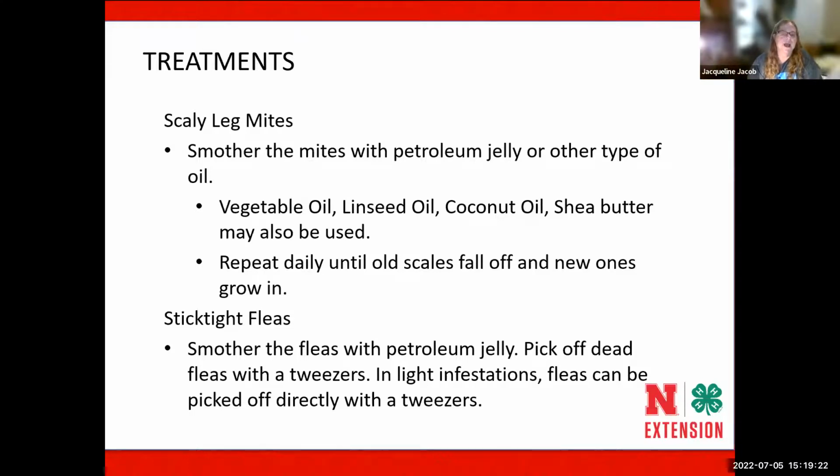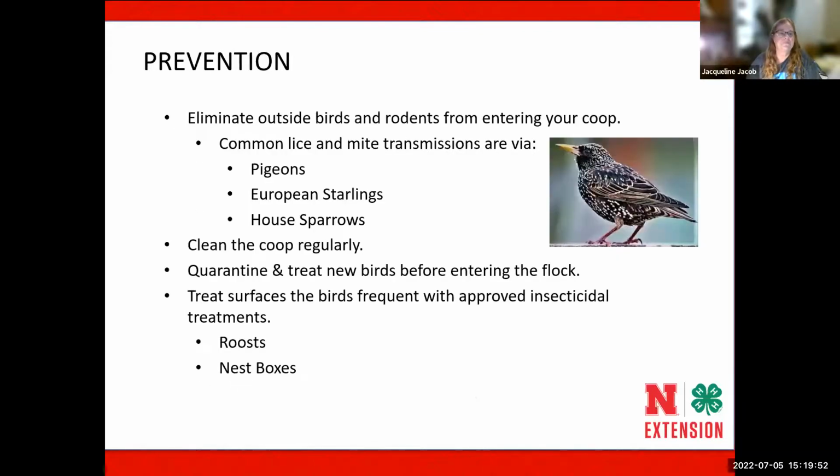And of course, you have to treat it multiple times. He says repeat daily until old scales fall off and new ones grow in. I think that would be a lot of dipping because it takes a while for those scales to fall off. But daily for a couple of weeks is probably good enough, and then once a week, just to make sure that you're softening up those scales for them to fall off.